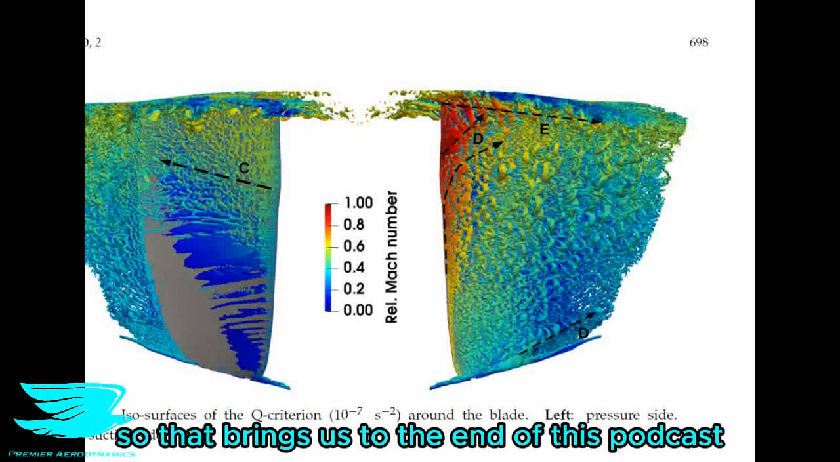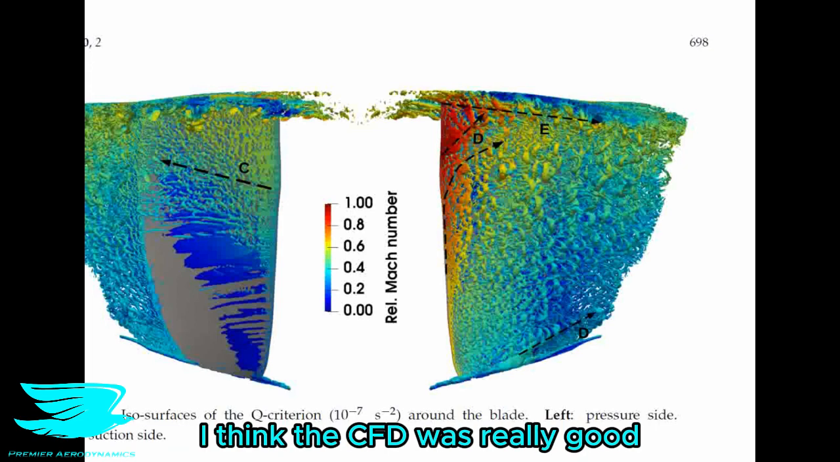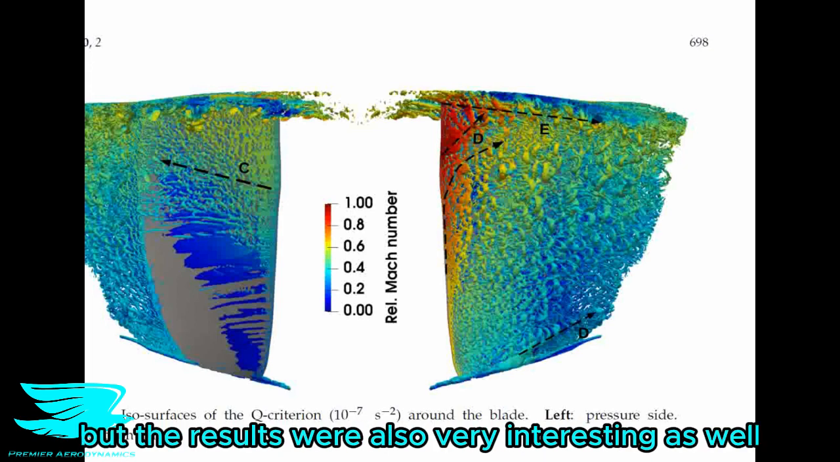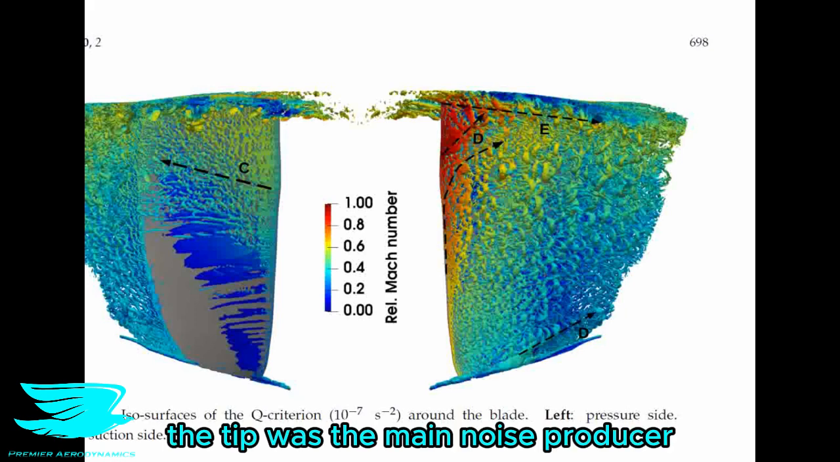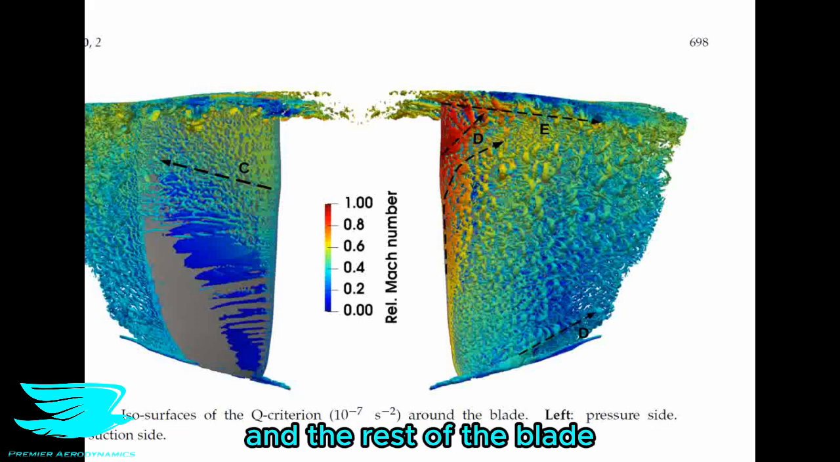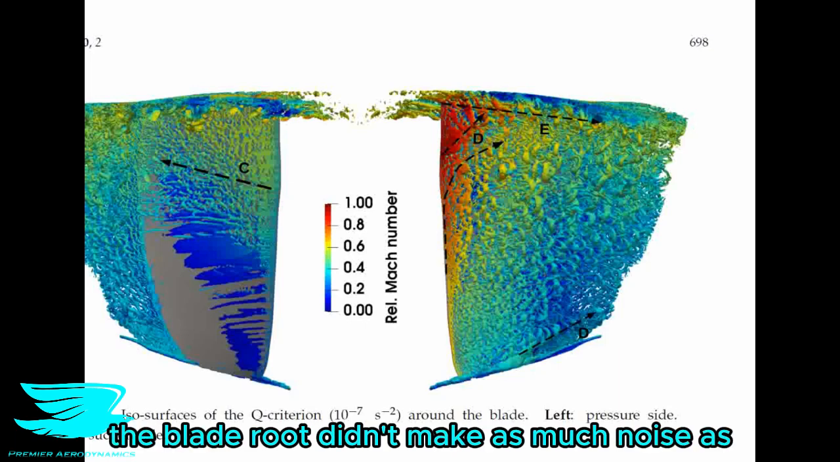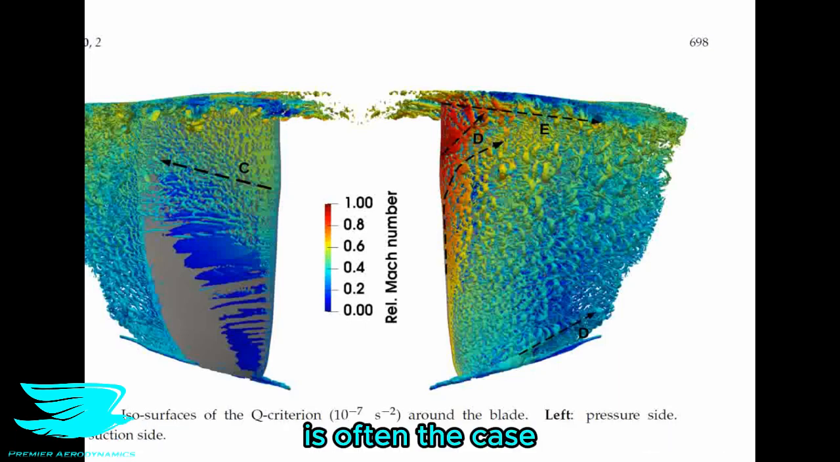So that brings us to the end of this podcast. I really like this one. I think the CFD was really good, but the results were also very interesting as well. For this particular blade, the tip was the main noise producer, and the rest of the blade did have some noisy regions, but to my surprise, the blade root didn't make as much noise as is often the case.